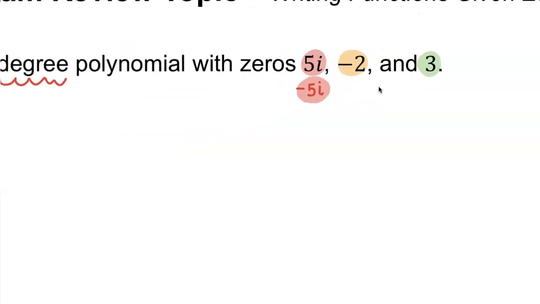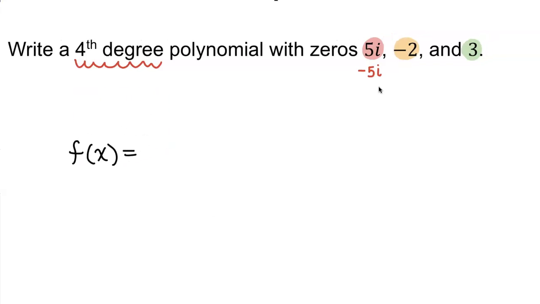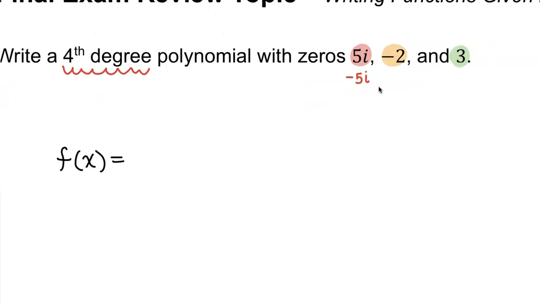Let us write the polynomial. I'm gonna just call it f of x. Okay, a common function name, f of x. And whenever you're writing the factored form from zeros, it's always going to be x minus that zero value, okay? x minus c. So I will start with this positive 5i first. So the first factor will be x minus 5i.